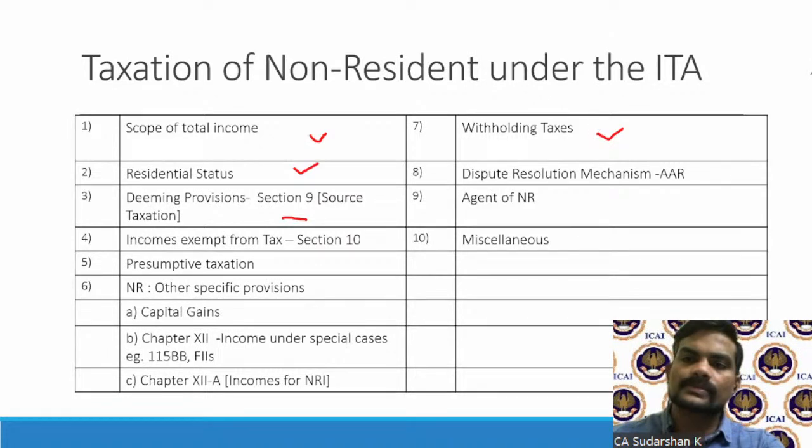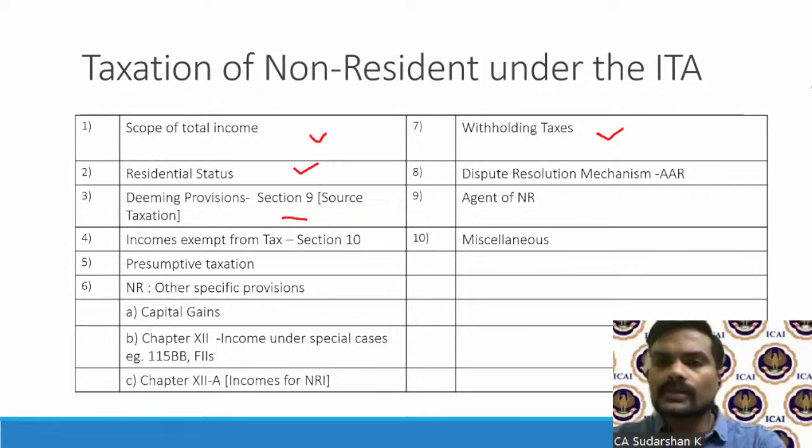Chapter 12A comes for NRIs. We'll be going through those final parts of taxation of non-residents, and if time permits, that will give us an opening to double taxation relief, which will be the next session, the next chapter or the main focus that we'll be going on. Having looked at domestic tax law, we will move to the tax treaty law.